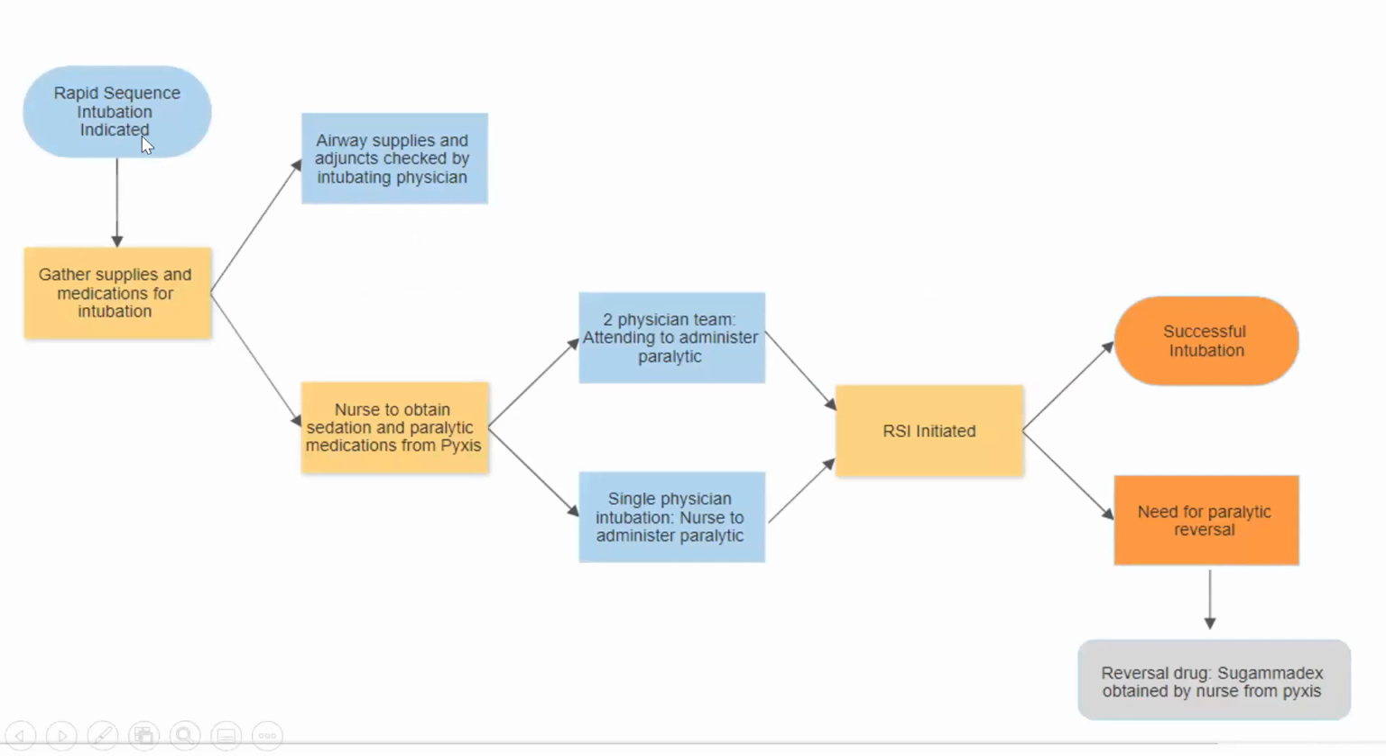If you identify a patient has a need for rapid sequence intubation, you're going to gather your supplies for your medical intubations in the same way that you would do currently. Your airway supplies and adjuncts will be reviewed by you, the intubating physician, and then the nurse will obtain the sedation medications and paralytics from the Pyxis. Because our deep sedation policy is ideally done with two physicians, you would have a two-physician team with the attending administering the paralytic and the fellow intubating.